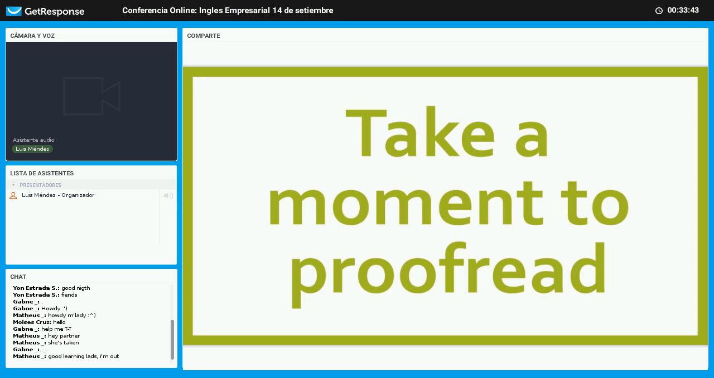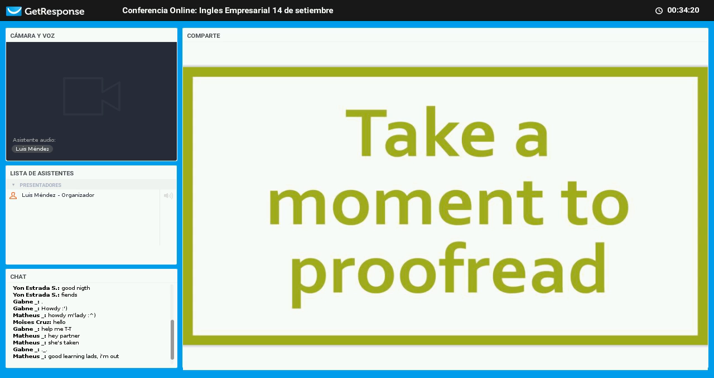Because sometimes we were in a hurry, we did it fast, we didn't check, we just send, and we can make a mistake in the word, and that word can have a negative meaning. So it is better to take a moment, check carefully. It won't take that long, so you better take a moment to proofread, so you are sure that this email contains the information you really intend to send.